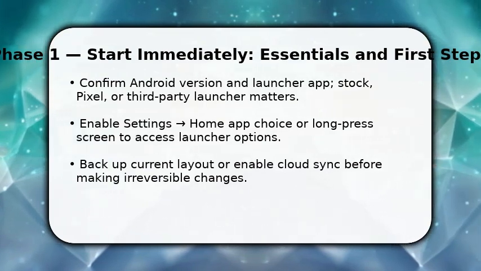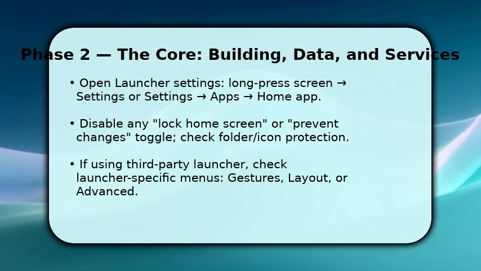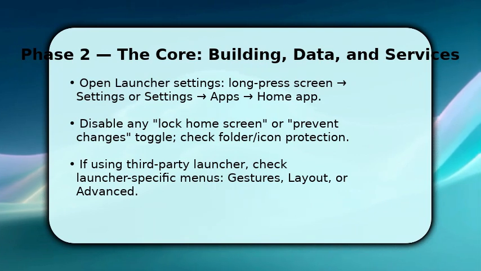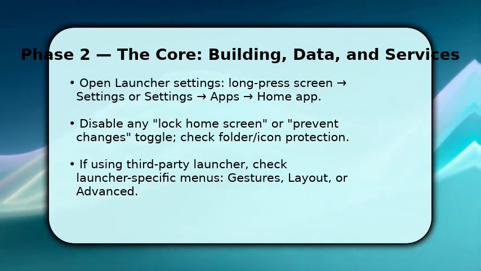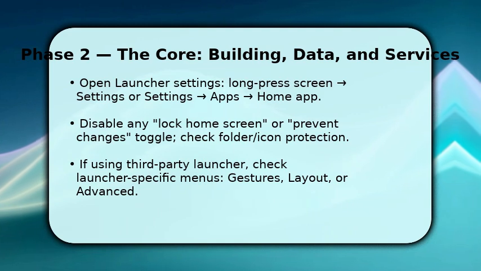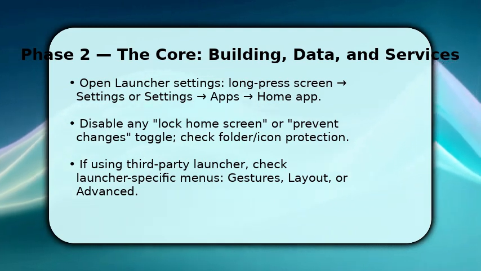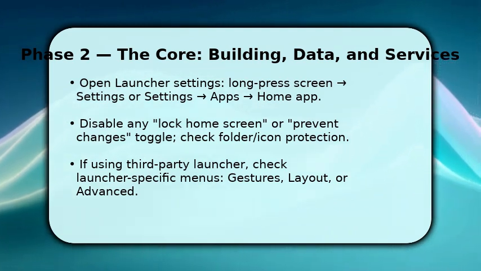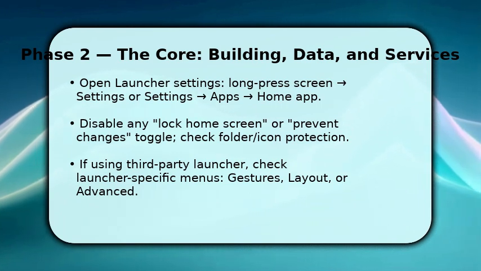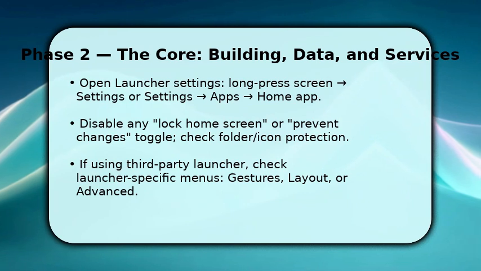You now enter the middle of the process where options can be subtle. Open the launcher settings, either long press the home screen and tap Settings, or go through Apps > Default Apps > Home App. Then locate toggles labeled Lock Home Screen, Prevent Changes, or similar and turn them off. This frees icons and widgets.